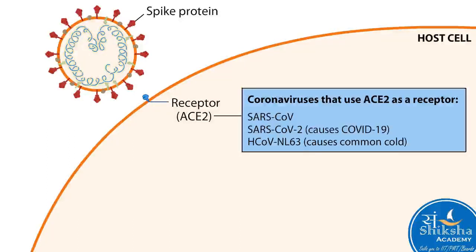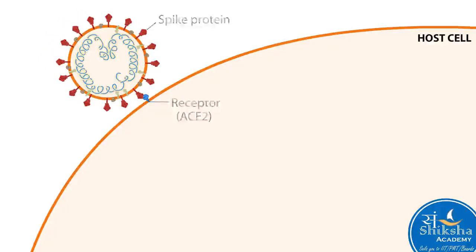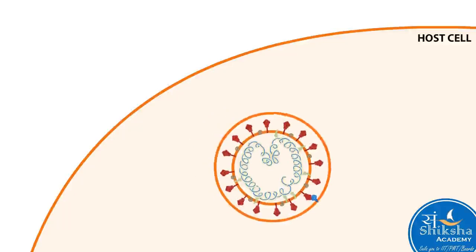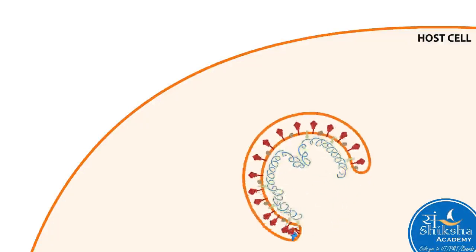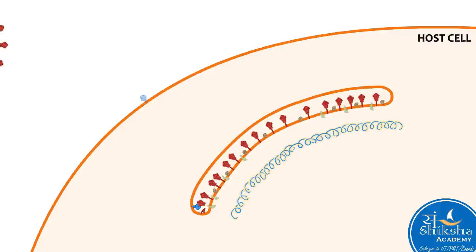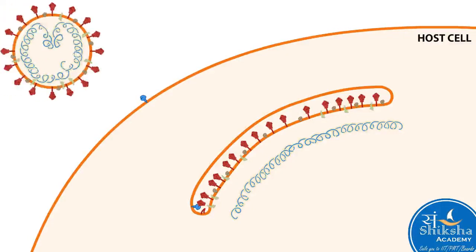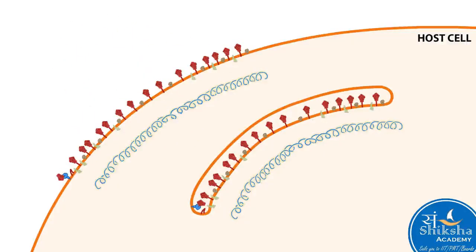ACE2 is on a number of cell types, including lung cells, which explains why the virus causes respiratory infections. After spike proteins bind to receptors, the cell engulfs the virus in a process called endocytosis. Cleavage of the spike protein triggers the viral and host membranes to fuse together. The viral RNA now enters the host cell. SARS-CoV-2 may also get in by fusing directly with the cell membrane, depositing its RNA genome directly into the cytoplasm.